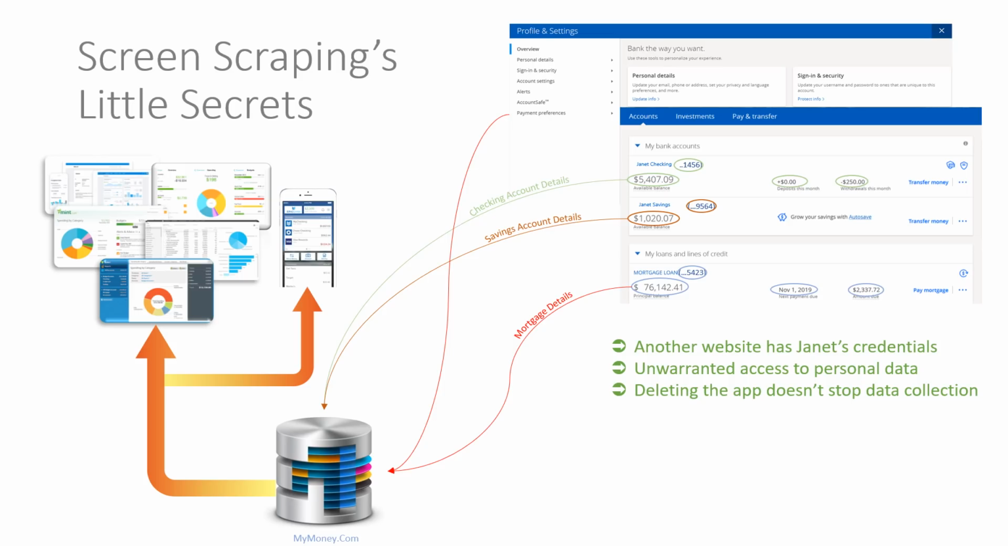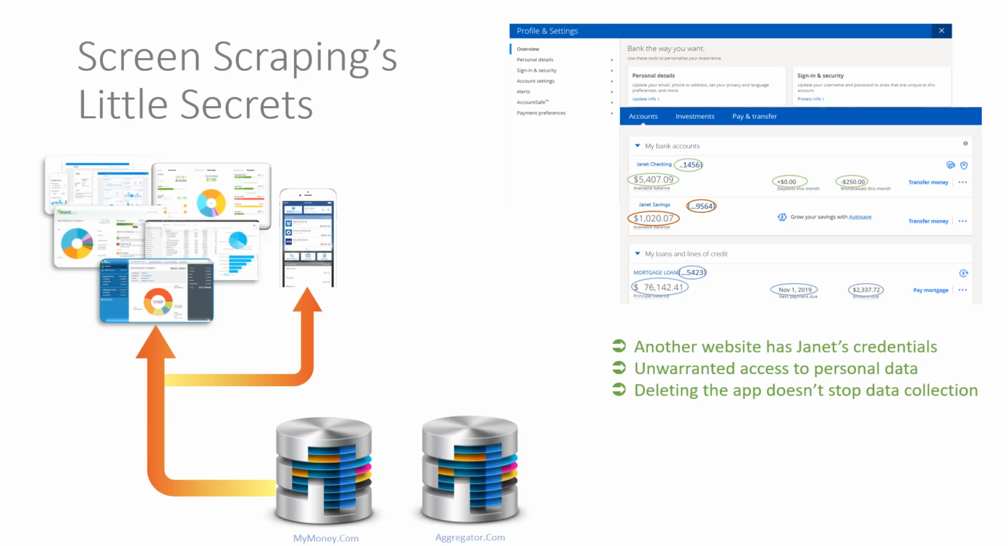So what's the answer? Well, there are companies out there that do this for a living. They're called aggregators. And aggregators have all of these scripts that go out to the banks and rip data off. All they need are credentials. So MyMoney.com has a contract with Aggregator.com. MyMoney.com feeds Aggregator.com: here's some credentials for Big Bank.